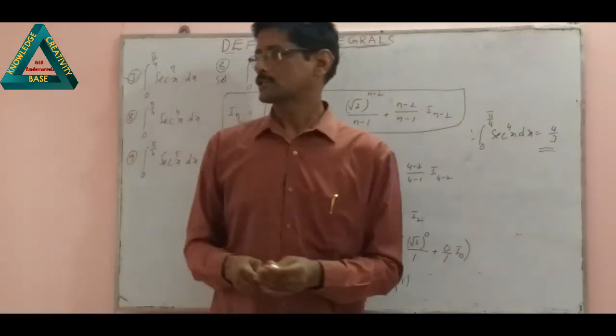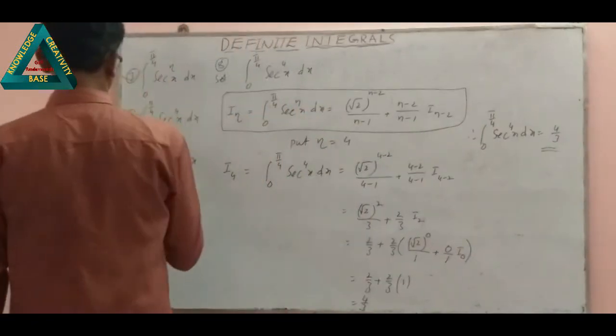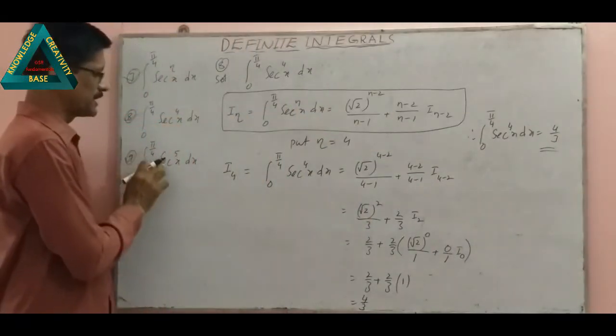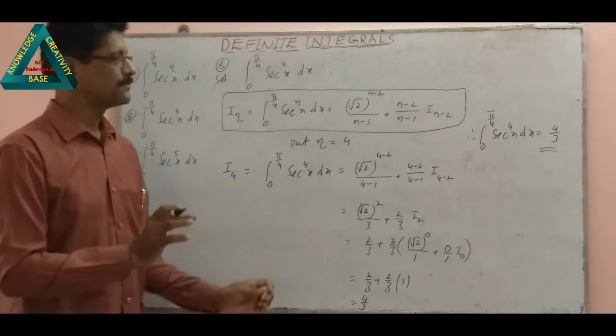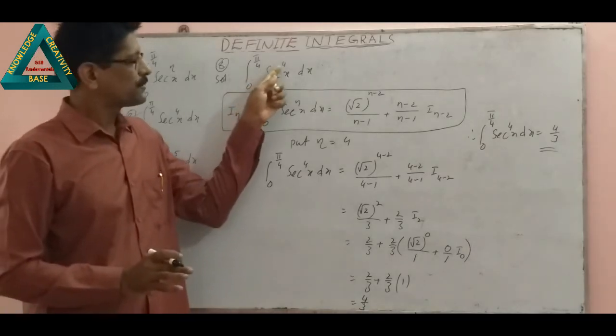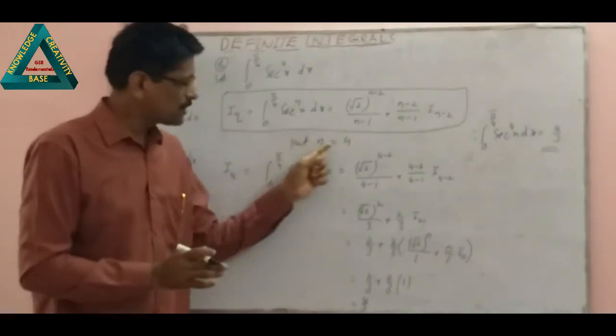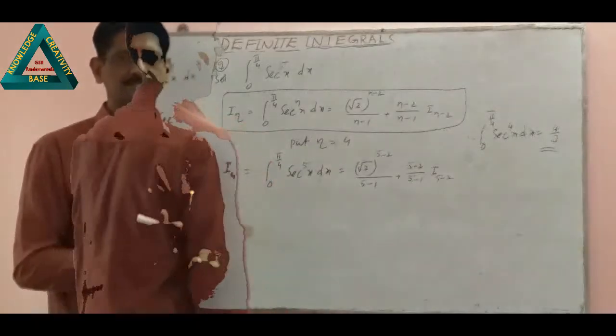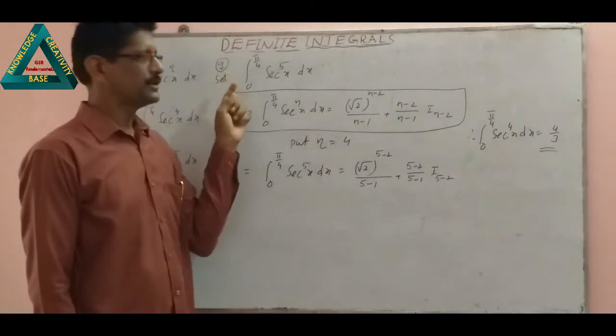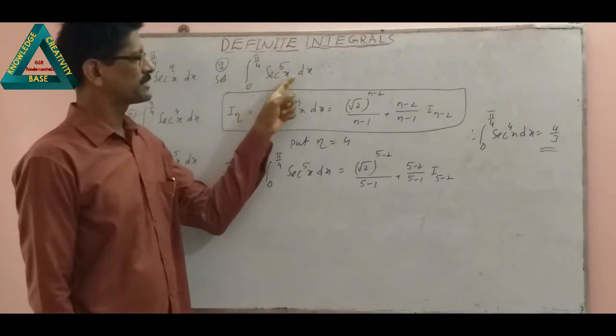Next last problem. What is last problem? 9th one. It will be 0 to pi by 4 secant power 5x dx. Same, 0 to pi by 4 secant power, here 4 is replaced by 5. So write this result. Put n is equal to 5. We get the result. Okay. 9th problem solution. It will be 0 to pi by 4 secant power 5x into dx.